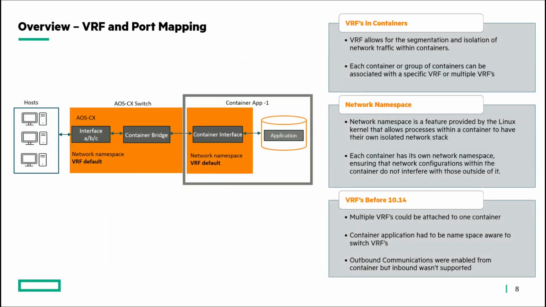So let's look at an overview about VRF and port mapping. VRF, as we all know, enables segmentation and isolation of network traffic within containers, enhancing the network security and management. Containers or container groups can be associated with a specific VRF, allowing for customized routing and separation of traffic. This means that each container can operate within its own virtual network environment or across multiple VRFs, ensuring the clear separation of data.